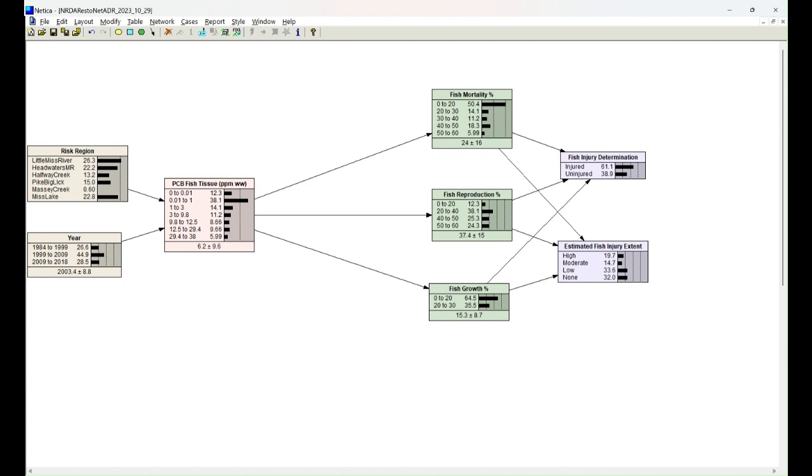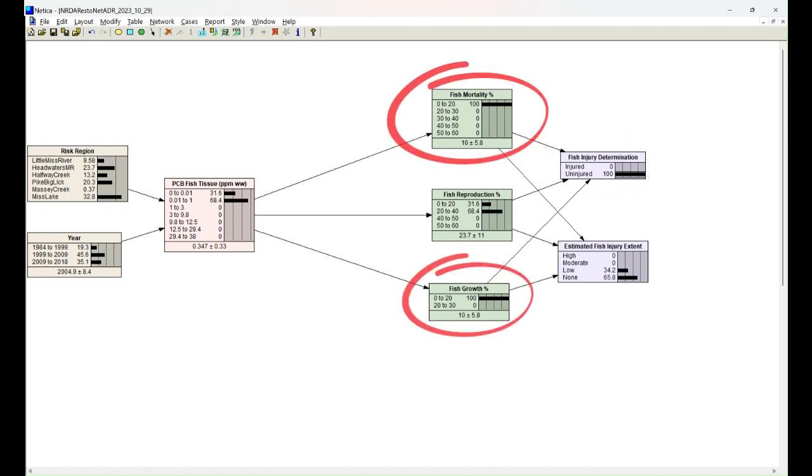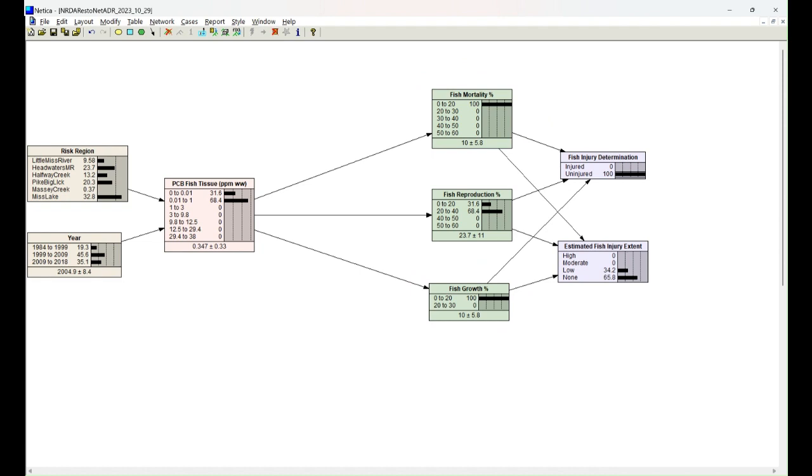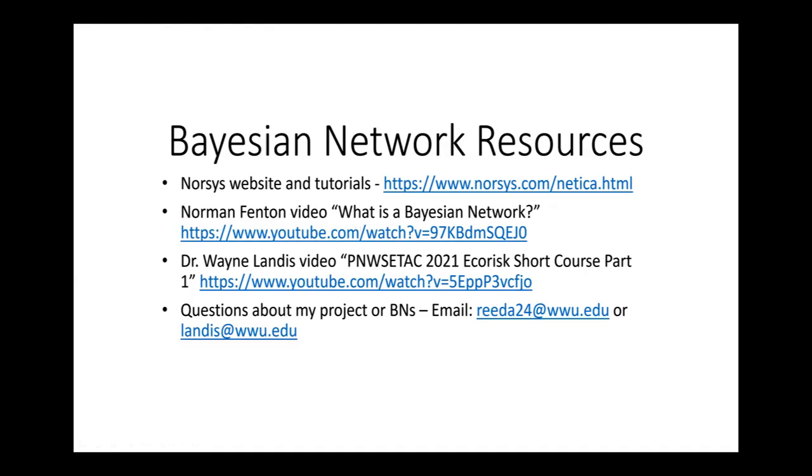The net can also give us information about desired outcomes. If we want to see the best case scenario to get an uninjured result, we can choose the uninjured state in the fish injury determination node. The net then tells us that to get our desired uninjured outcome, we will need high probabilities of fish mortality and growth effects in the 0 to 20% state, and high probabilities of negative reproductive effects below 40%. This means that PCB concentrations must be brought below 1 part per million.